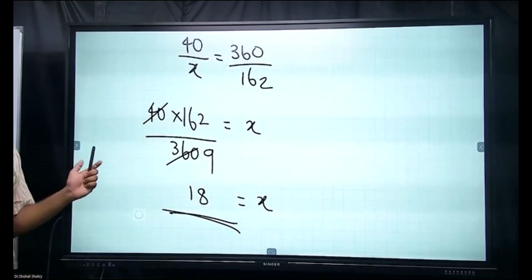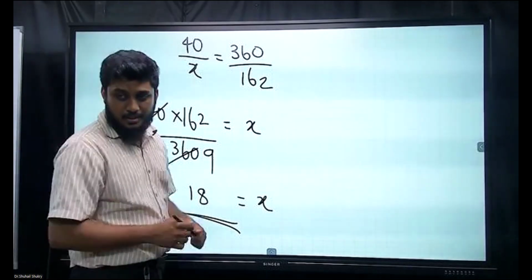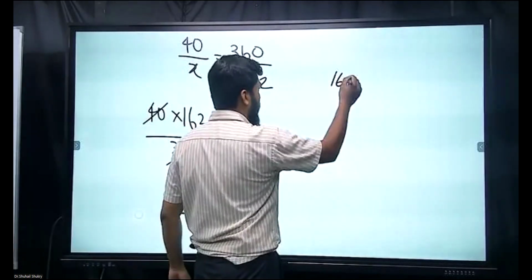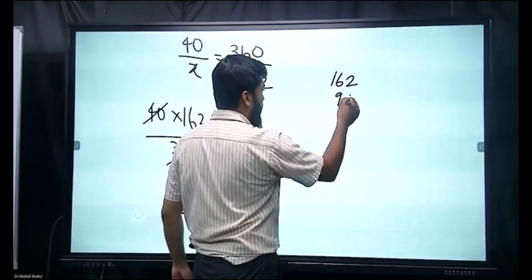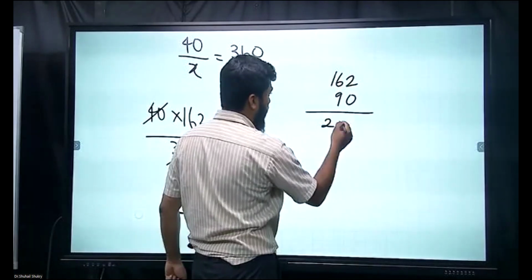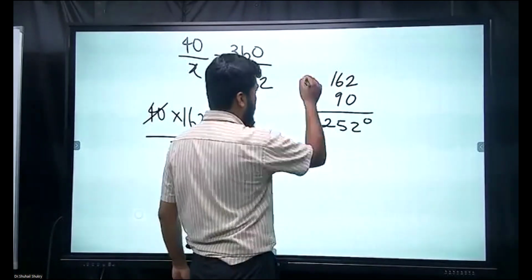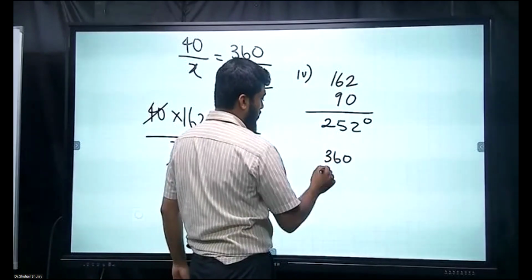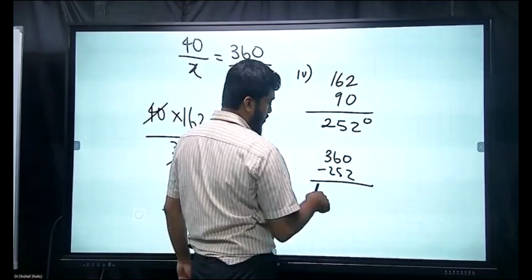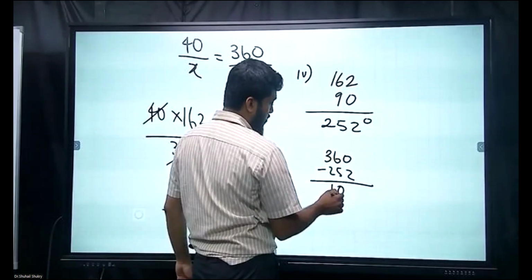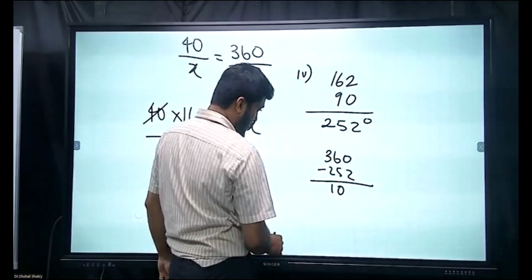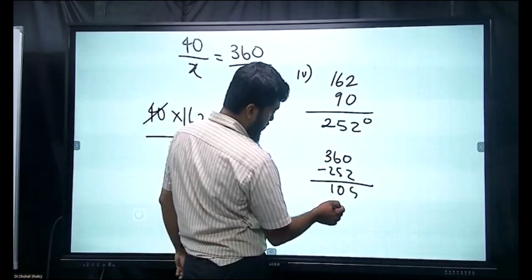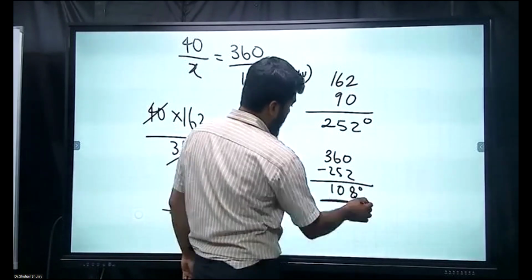That is 90, they have given. No? Only three things there. So this angle is 162. That is 90. These both how much? 252 degrees. The answer for the fourth one. So from 360 minus is 252. Answer is how much? 100. Sorry. Yeah, 108 degrees.